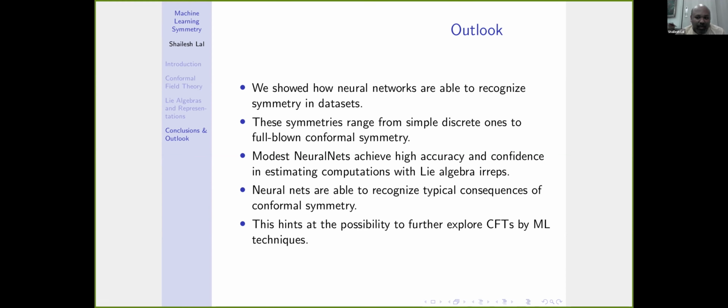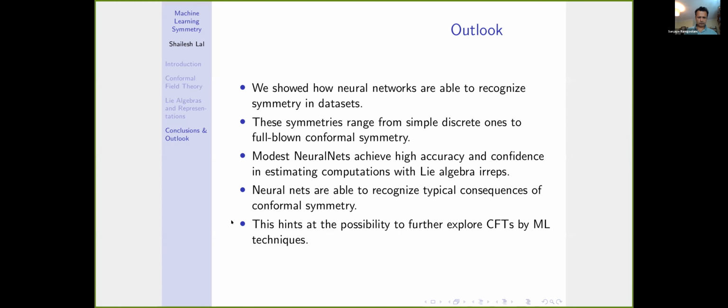And again, very, very small neural networks achieve high accuracy and confidence in giving you estimates of Lie algebra computations. But what is most interesting to me, and this is something that I'd like to close with, is that neural networks are able to recognize, quote unquote, typical consequences of conformal symmetry, such as, given a 4-point function, what would be a particular OPE coefficient. That seems very interesting.